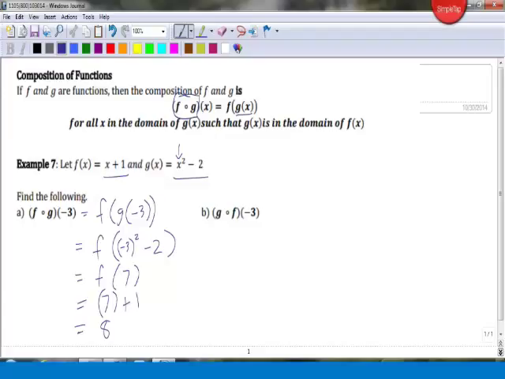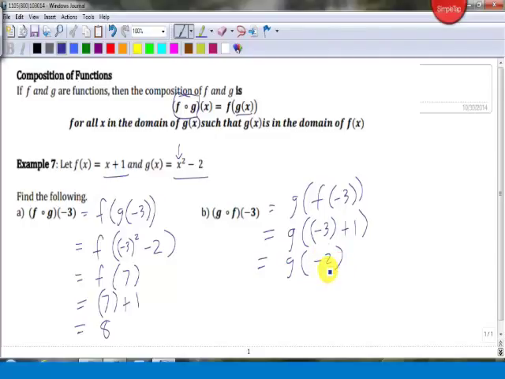Most of the time, though, you get a different answer. Let's see what it is in this case. It's going to be g of f of -3. So first thing we're doing is taking that -3 and adding 1. So we add 1 to the negative 3 and get negative 2.